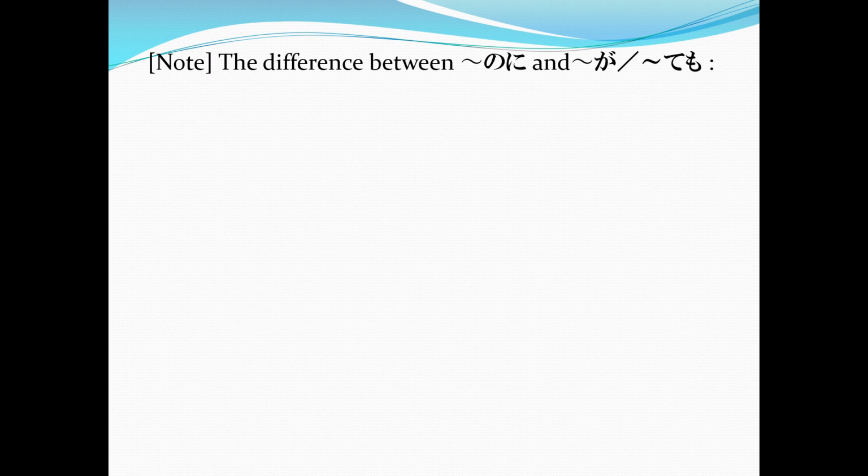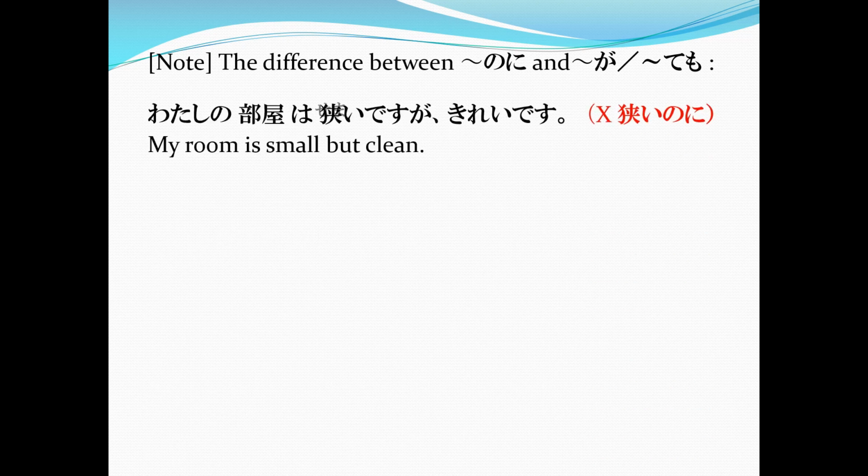Now note the difference between noni and ga or temo. I know you might get confused, but let me show you the difference between using noni and ga and temo from the other lessons. Example. 私の部屋は狭いですがきれいです. My room is small but clean. In this one, we're saying that even though your room is small, it is clean. So we don't say semai noni because you're not disappointed, right? You are kind of satisfied that even if it is small, it is clean. So we don't use noni in this example.